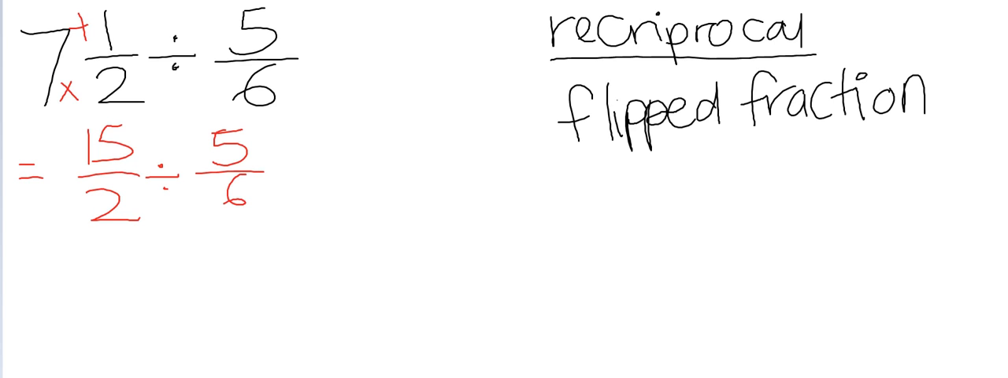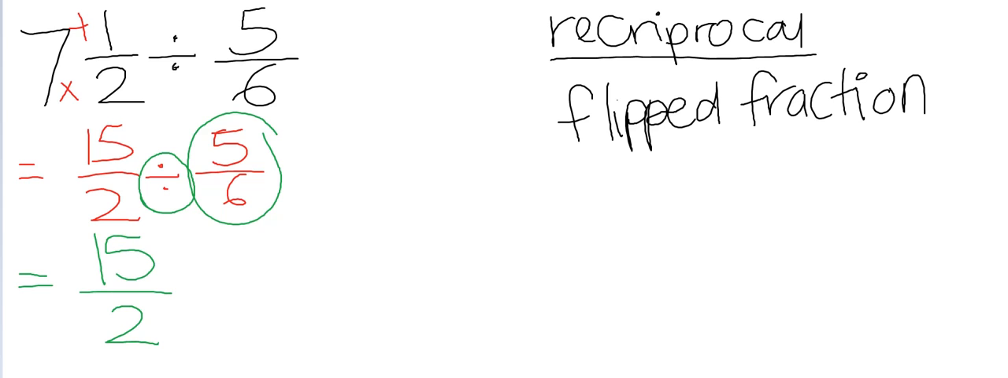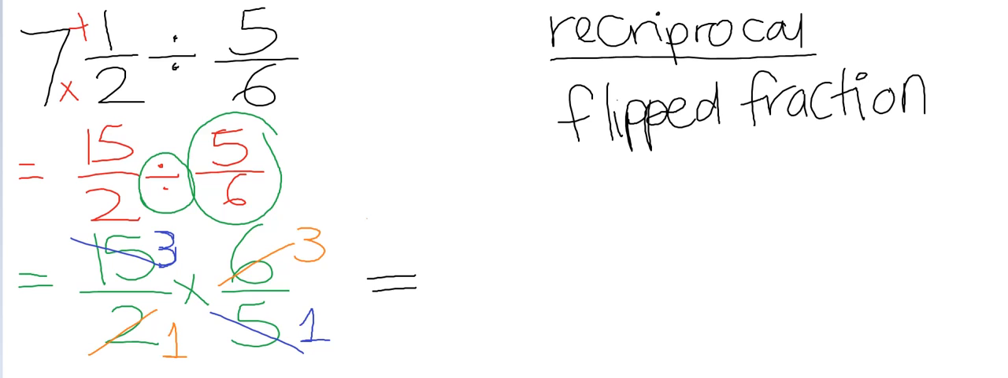Now, to get a reciprocal, what you would have to do is change this division to a multiplication and then flip the second fraction always. Never flip the first fraction. So this becomes 15 over 2 multiplied by 6 over 5. Now we can just simplify. So 3 times 3 is 9, and 9 over 1 is still 9. That is your final answer.